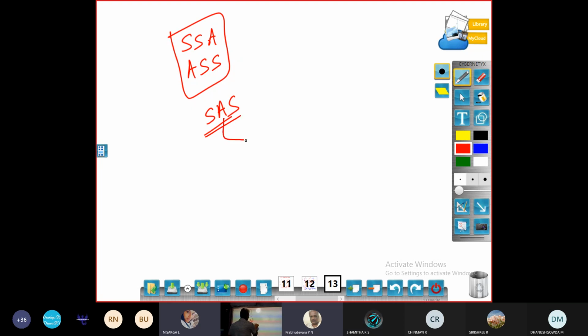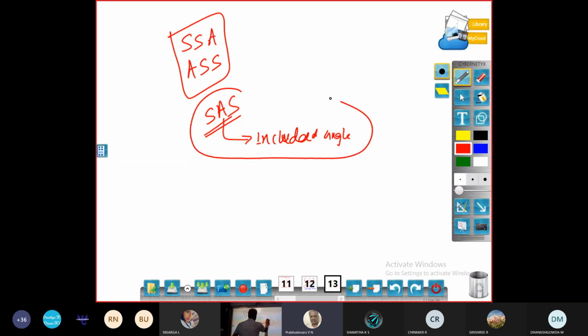You must mention this included angle. If 2 pairs of sides and an included angle are equal, then we can call the triangles congruent. Then all the remaining parts will be equal. What are the remaining parts? If these 2 triangles are congruent based on SAS, they have 2 pairs of sides equal and 1 pair of angle equal. Then how many remaining parts will be equal? The remaining 1 pair of sides and 2 pairs of angles. Automatically they will be equal. There is no need to verify that.